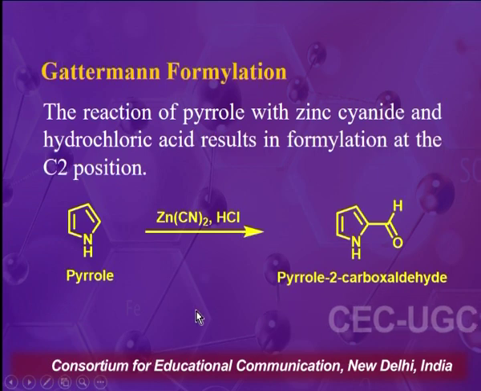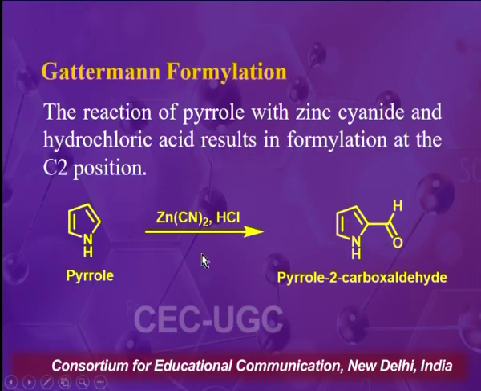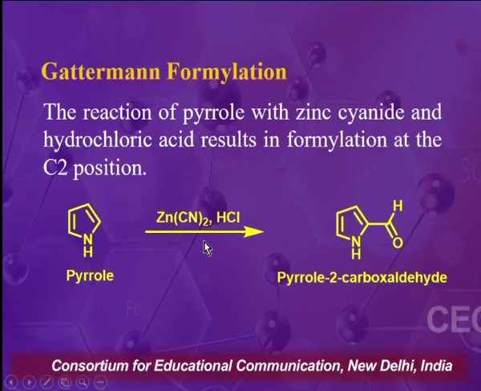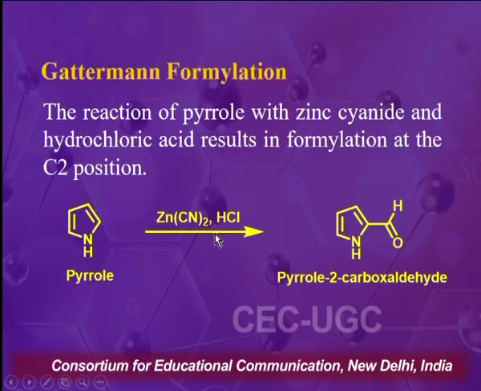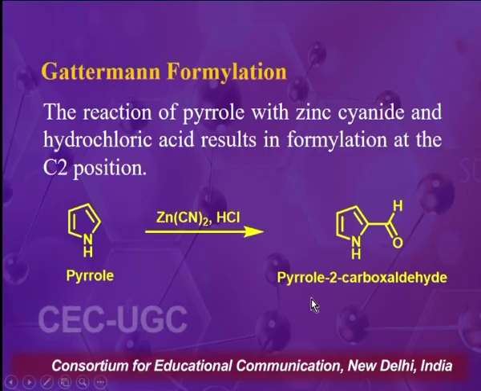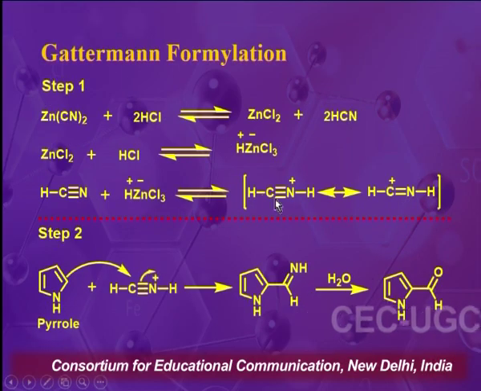Another method for the introduction of a formyl group on pyrrole is Gattermann formylation. Gattermann formylation is carried out in the presence of zinc cyanide and hydrochloric acid. This is another alternative method for the formylation of pyrrole to get pyrrole 2-carboxaldehyde as the final product. The reaction takes place in two steps.